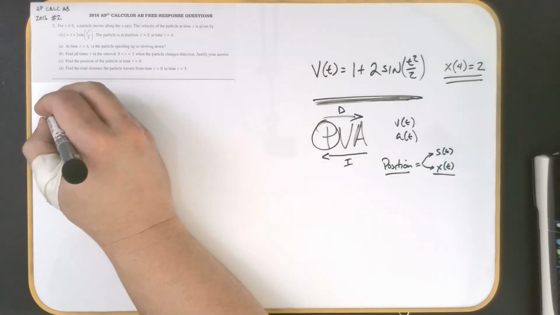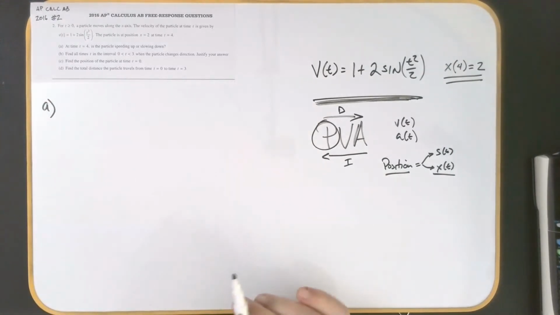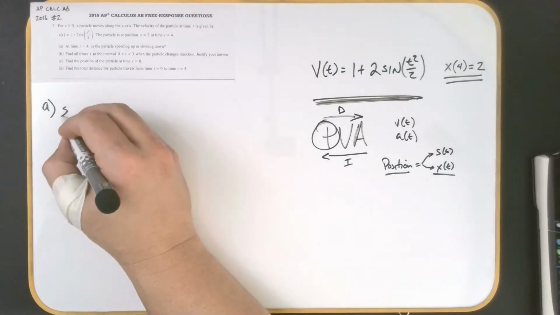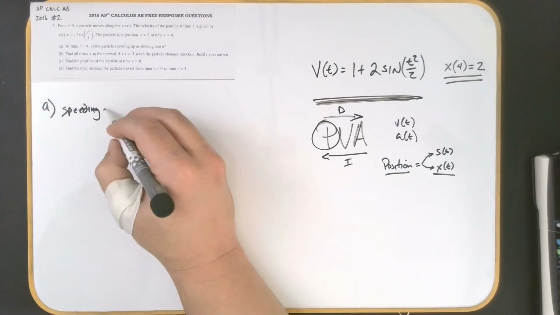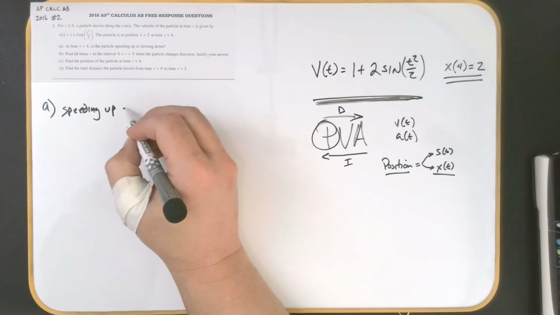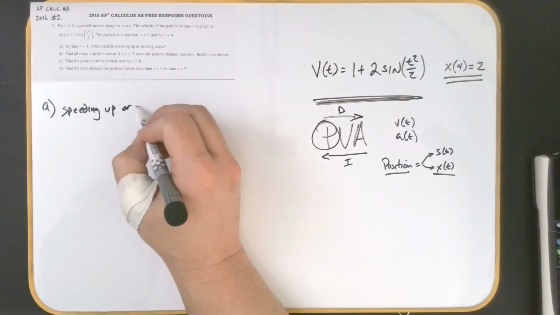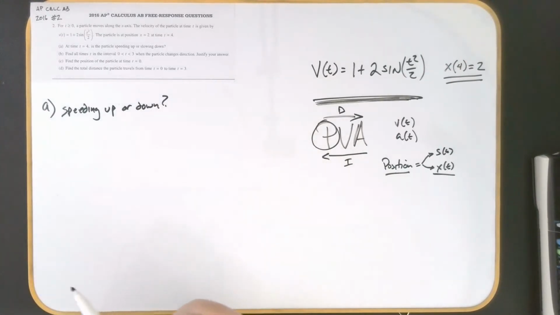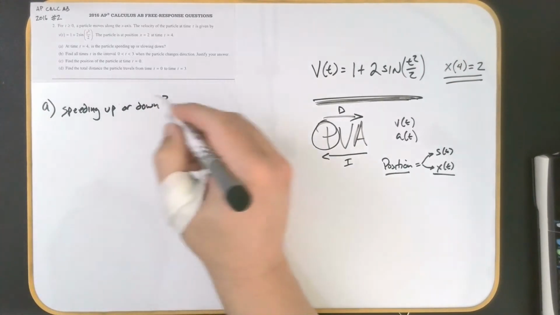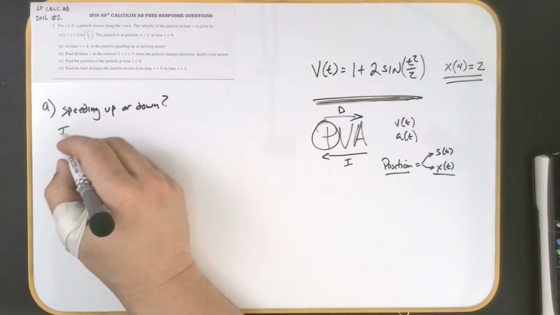So let's see what we can do here for part A of the question. So part A says, at time t equals 4, is the particle speeding up or slowing down? Well, what this is testing you on is whether you know how to calculate speed. So when it says speeding up or down, they are directly asking you, do you know the rule? And the rule is this. We'll just review this in notes here.